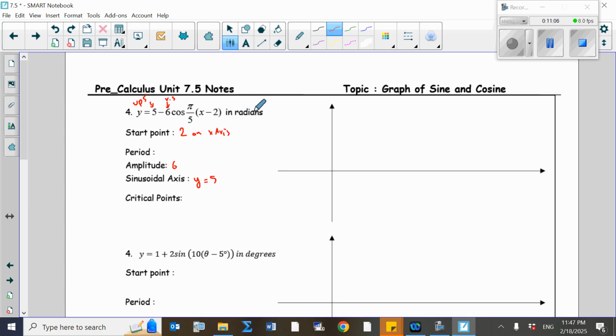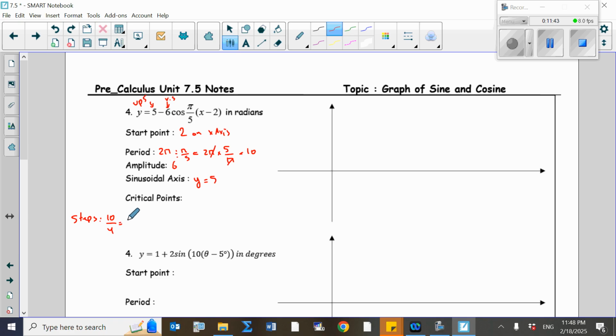The period of the function: since the function is in radians, to find the period, you're going to divide 2 pi by pi over 5. So you do keep, change, flip. So this will be 2 pi times 5 over pi. So the pi's cancel and it's going to be 10. So that's the period of the function. Now to find the critical points, you need to find the steps first. Then the period of the function divided by 4.